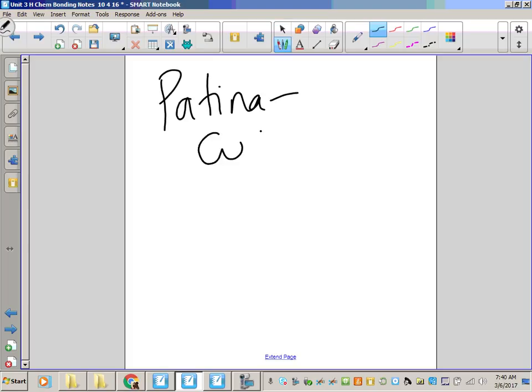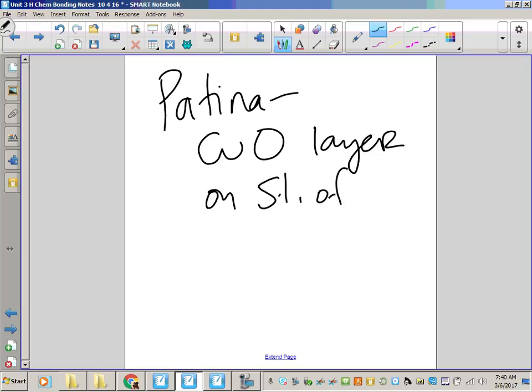Patina is the copper oxide layer on the Statue of Liberty. I'll make a fun fact sheet for us sometime. It is copper, but it's now a reactive form of copper, which is copper oxide, and it's called patina. It's that flaky, green, mossy-looking stuff that flakes off of the Statue of Liberty.